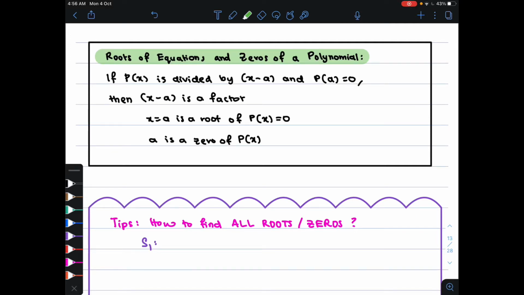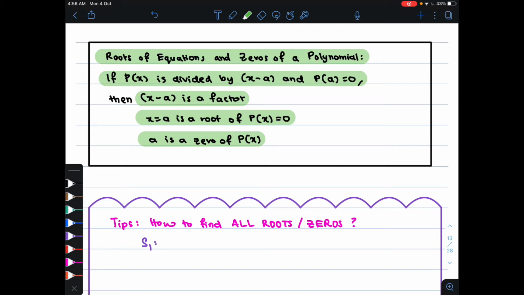The third part of 6.2 is called roots of equations and zeros of a polynomial. So, if p(x) is divided by x minus a and the remainder is equal to 0, this means that x minus a is a factor. Hence when you let p(x) equal to 0, you will get x equal to a, and x equal to a is a root, and hence a is a 0 of p(x).